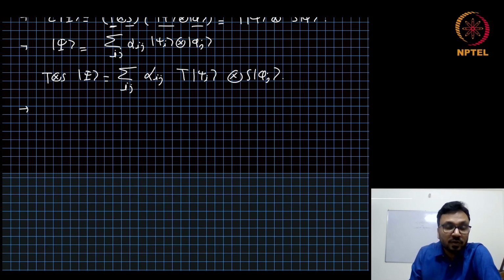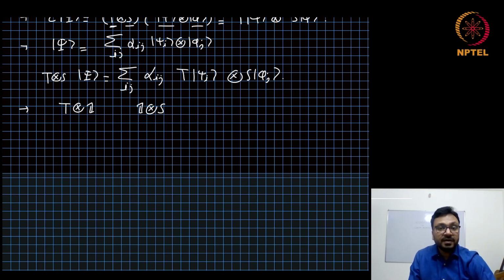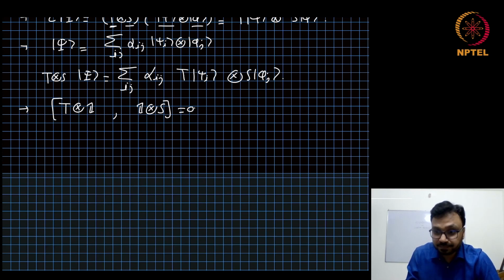T is the operator on subsystem A, and if we don't apply any operator on subsystem B, that is represented by T tensor identity. Identity means doing nothing on a subsystem. Similarly, identity tensor S will represent the operator acting only on subsystem B, nothing on subsystem A. And these two operators always commute. The operator acting only on subsystem A and the operator acting only on subsystem B commute.